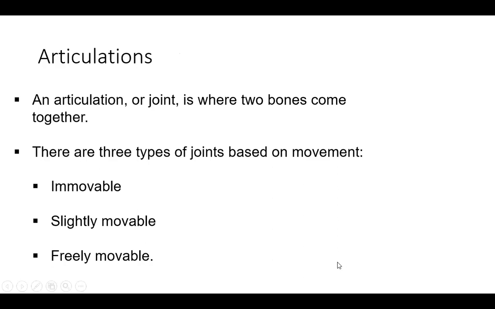An articulation is where two bones come together. That's all it is. It can be like our knee, our shoulder, our elbow, our ankle, or our hip. Those are articulations. And we have three different types of joints based on movement: immovable, slightly movable, and freely movable.